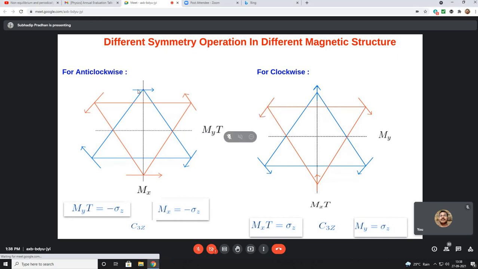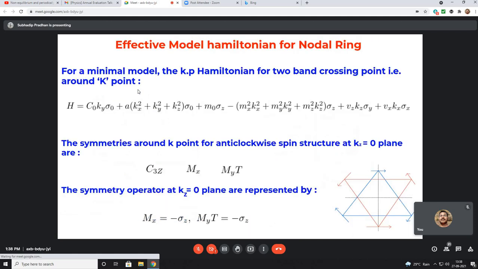But in this case, if you show only the electronic model, the two-band model, I don't think it is that important. Okay, so we'll go ahead. Subhadip, can you go back?